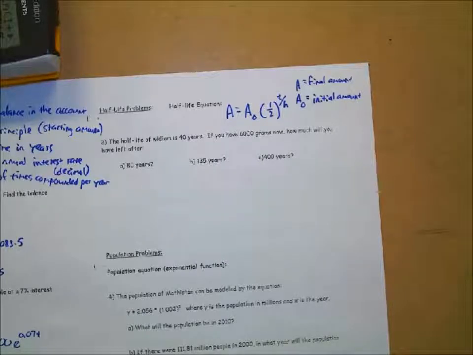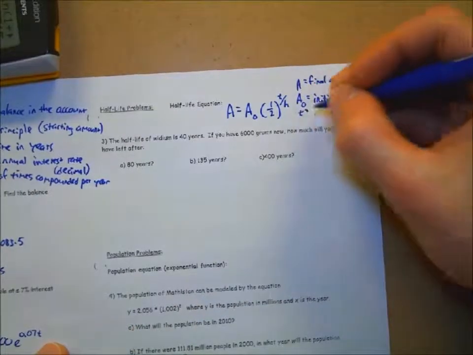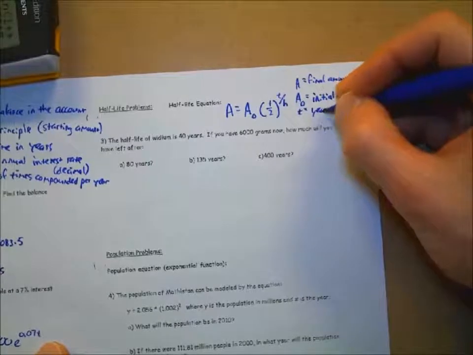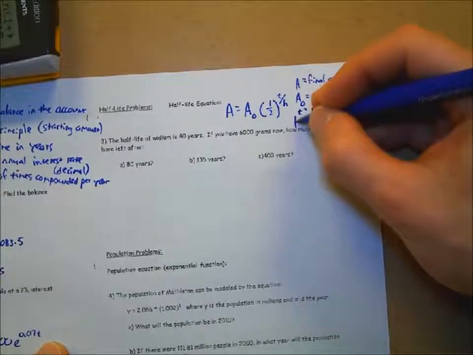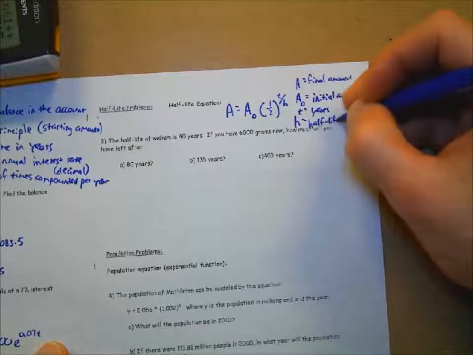Just like if you see a delta, the Greek little triangle, in front of a variable, that means change in a variable. Anyway, t is time in years, and then h is the half-life, also in years.